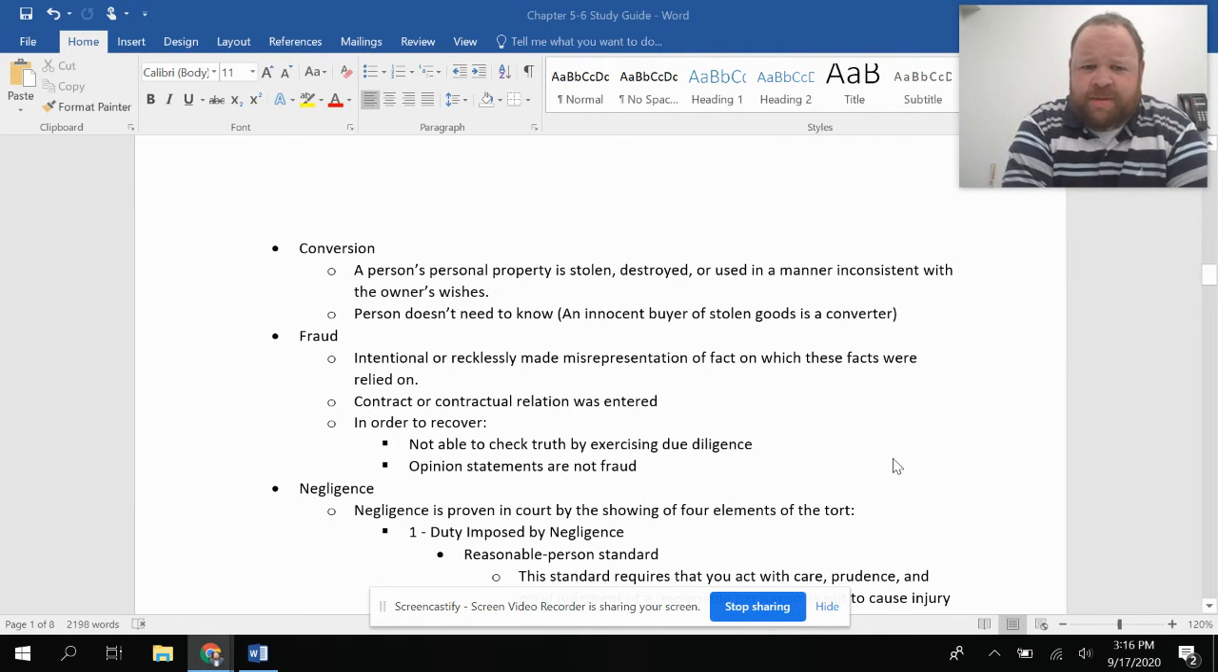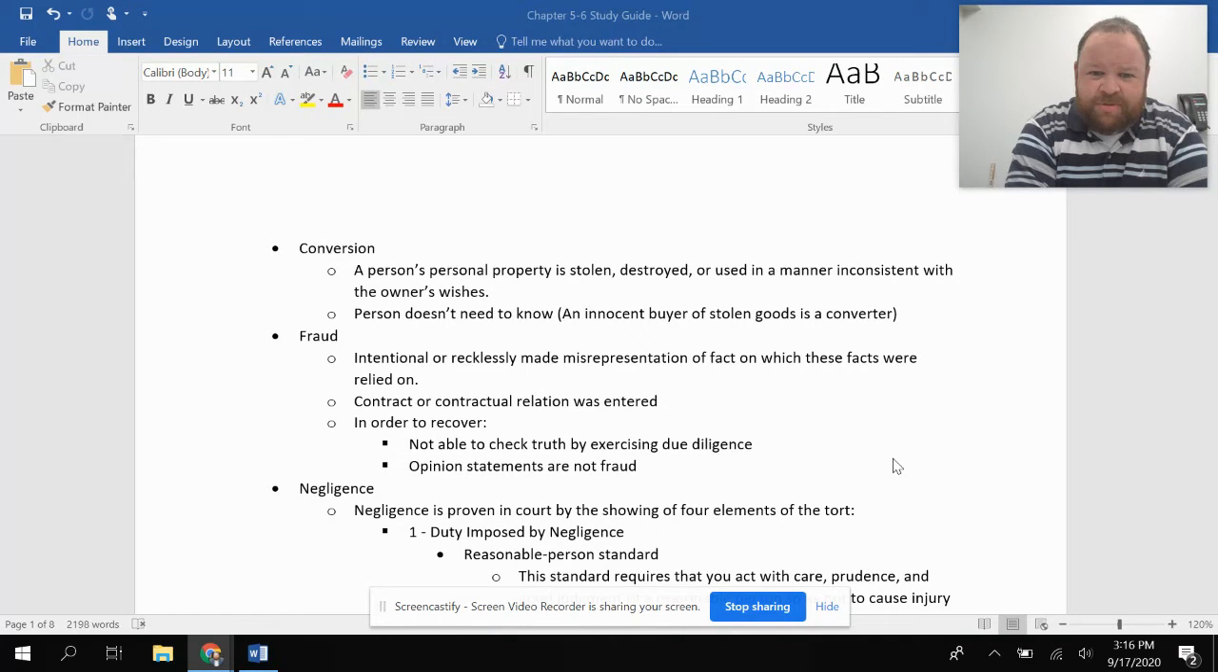Conversion is one we talked about in detail. It's a person's property that is stolen, destroyed, or used in a manner inconsistent with the owner's wishes. A person doesn't need to know in conversion. For a criminal activity, the person needs to know it was stolen in order to be convicted. For conversion and a tort, they do not. So the innocent buyer and the actual thief are both converters in this case.